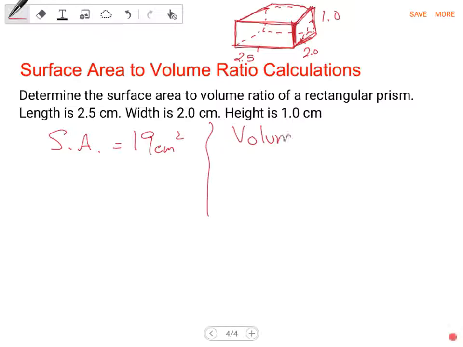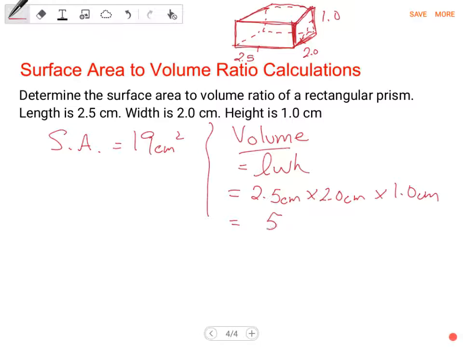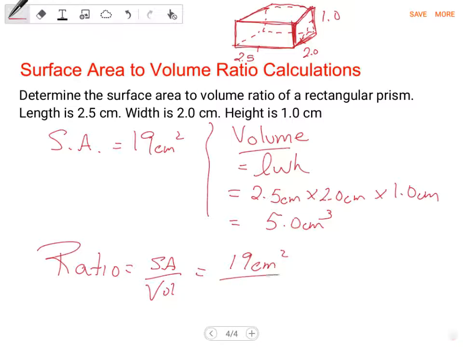Volume is always the easy one because it is length times width times height. So that's going to be 2.5 centimeters times 2.0 centimeters times 1.0 centimeters. That should give us 5.0 centimeters cubed. Okay, now we'll do our ratio. The ratio is surface area divided by volume, which should give us 19 centimeters squared divided by 5.0 centimeters cubed.